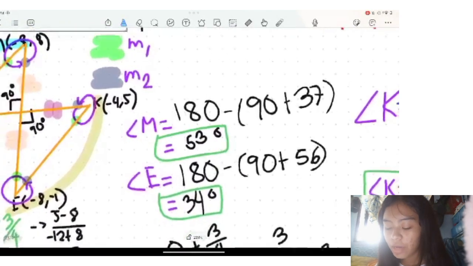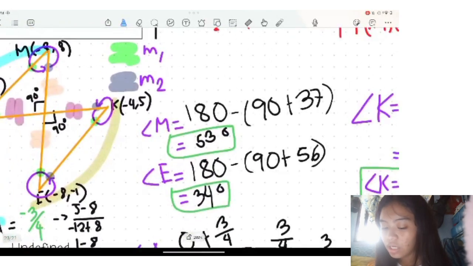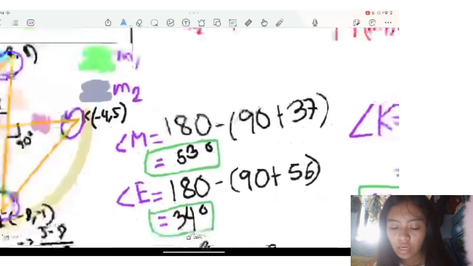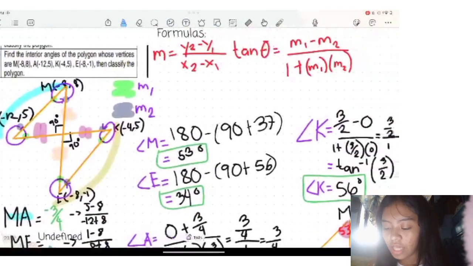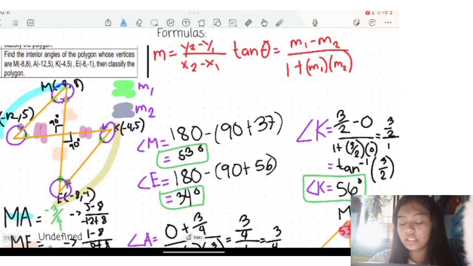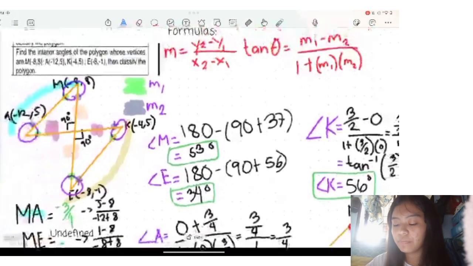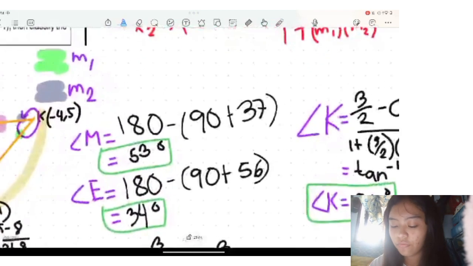For the E naman, ayun din, ginawa ko rin. So, ang present na angle ay 90 and 56. So, sinama ko yun, then minus ko sa 180. So, 180 minus 90 plus 56 is equal to 34.